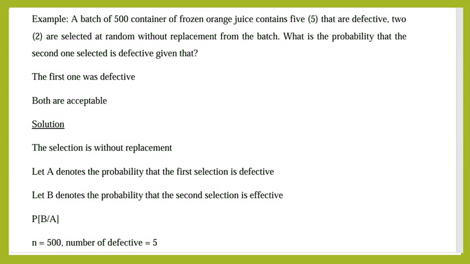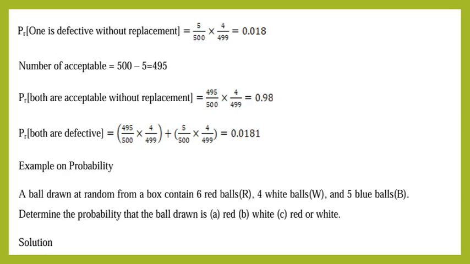Let A denote the event that the first selection is defective, and let B denote the event that the second selection is defective. They are asking, what is the probability that the second one selected is defective given that the first one was defective? So we have the probability of B given A. From the example, our n is 500, a batch of 500 containers of frozen orange juice. The number of defective is 5.